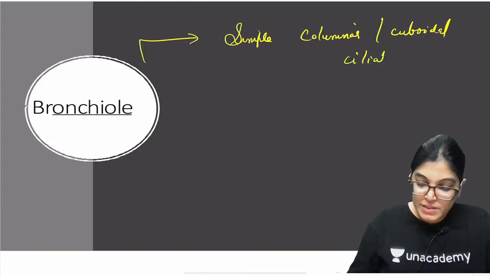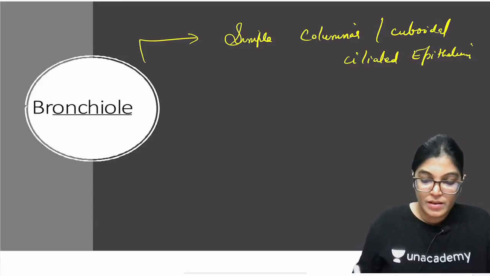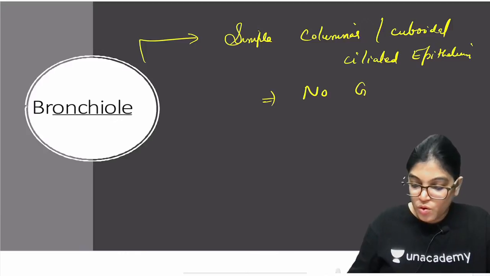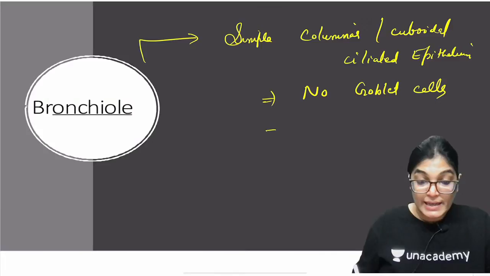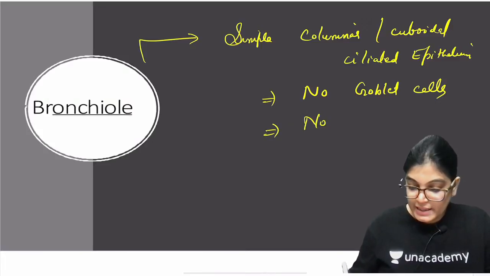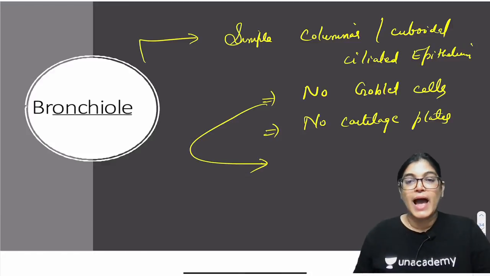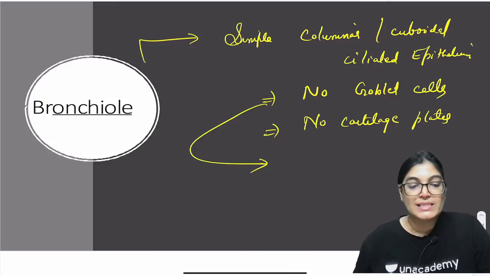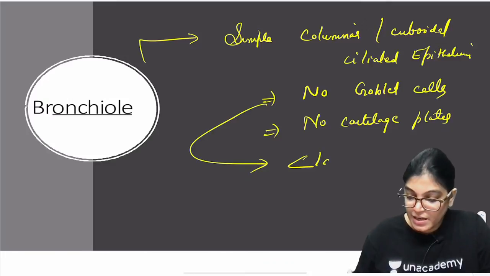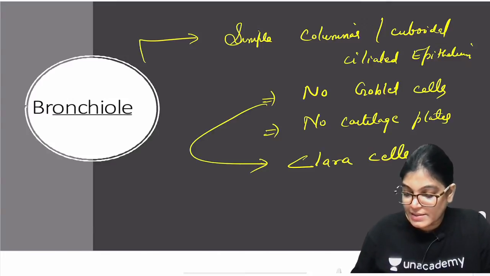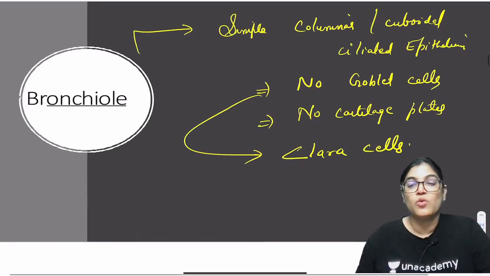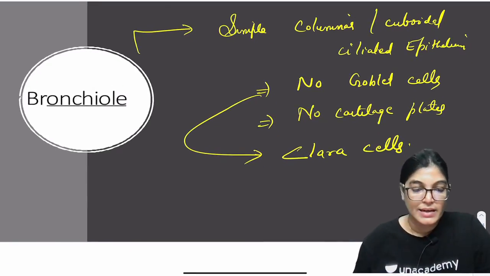Few cilia, so it is also ciliated epithelium, but it has no goblet cells. No cartilage plates or rings or anything, and no goblet cells. That means at this level the goblet cell has been replaced by which cell? So here come the Clara cells. So goblet cells have been replaced by the Clara cells.